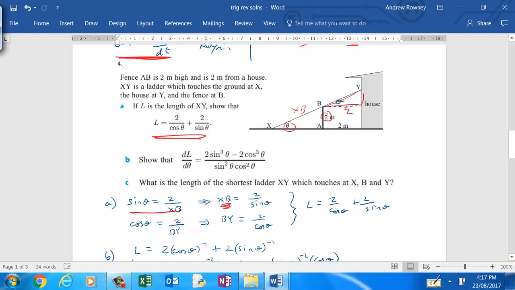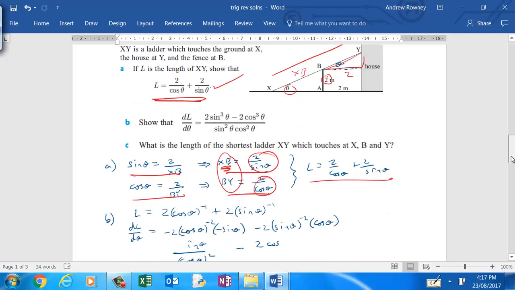Now adjacent is 2, so it's adjacent over hypotenuse. Rearrange, it's that there. Now that we've got xb and by, we can add those two together, and we've got the total length of the ladder. So it's this one plus this one, which I've got written there, which is what we're getting in the question. Now we have to do the derivative with respect to theta.